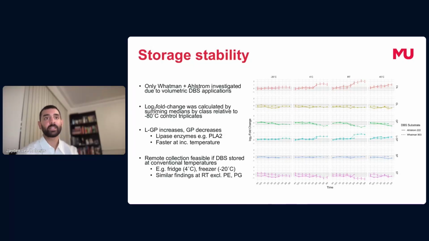But unsurprisingly, there was decreasing stability with increased temperature, particularly in lipid classes like the lysoglycerophospholipids and glycerophospholipids, where an inverse relationship was noted. So we have an increase in lysoglycerophospholipids and a decrease in glycerophospholipids. We've hypothesized this is likely due to the increased activation of phospholipase A2 enzyme at higher temperatures, which is understood from the literature.